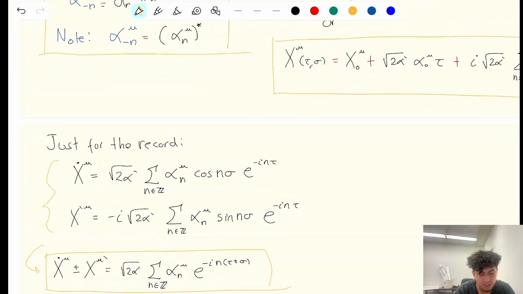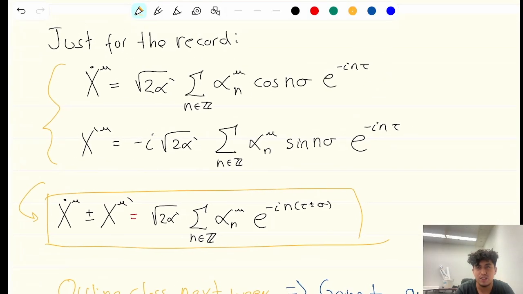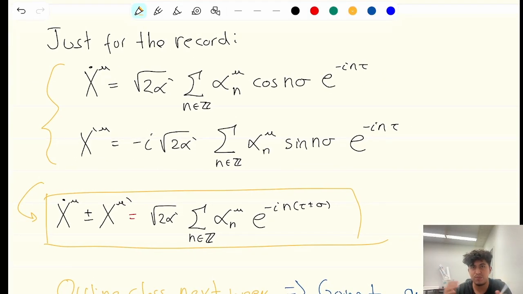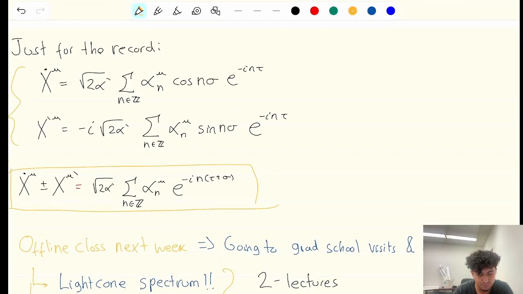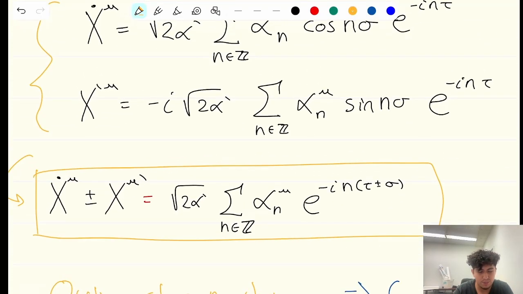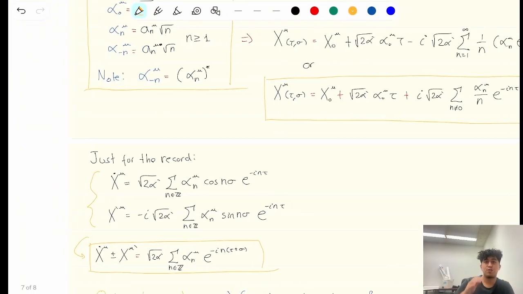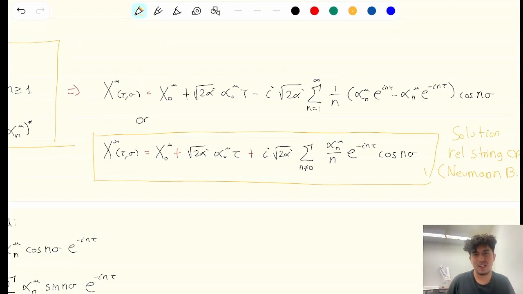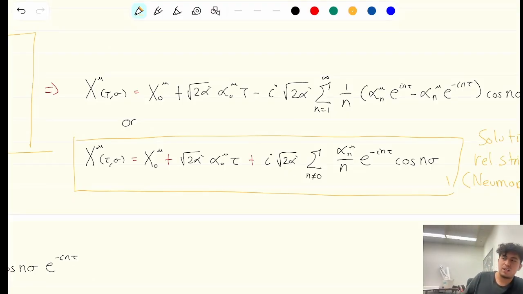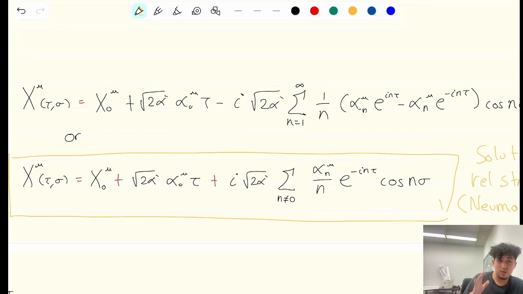And cool. And just for the record, let me calculate these two quantities. These two quantities are just the time derivative and the space derivative. We're going to need them later, but let me just put it there for now to show you that we can calculate it. Cool. So we can also add up and subtract this and put it in a nicer form. And nice. So essentially the result today was that we got a closed solution for a relativistic open string with Neumann boundary conditions, which is already a lot.